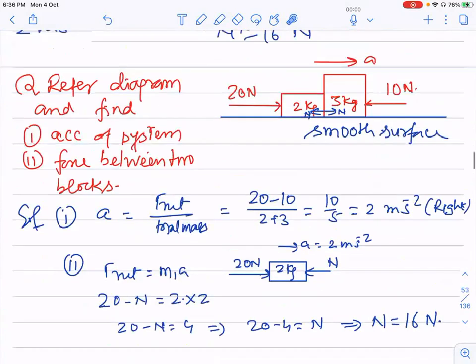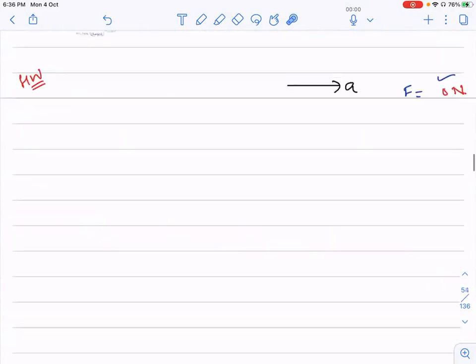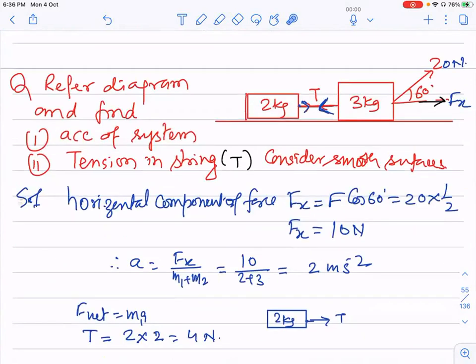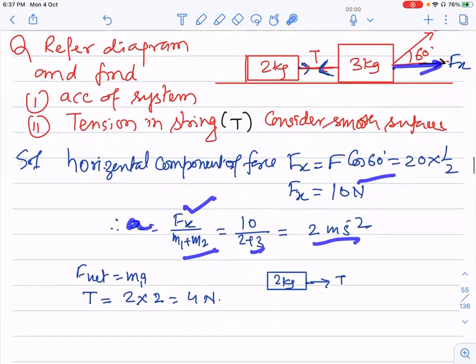This question was done. This was given to you in homework. What we did is, the horizontal component of this force will move the system forward. इसका horizontal component निकाल लिया था हमने. F cos theta, that is 20 into 1 by 2, that is 10 Newton. So horizontal component of force is 10. So acceleration of the system will be horizontal force divided by total mass. That's 5. 10 by 5 will give you 2, in SI unit.